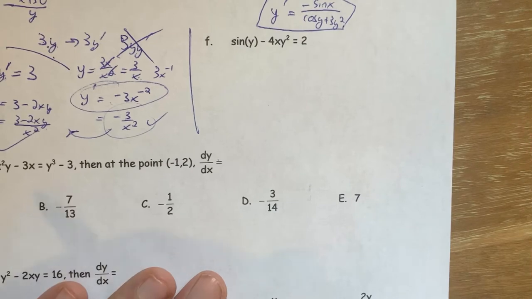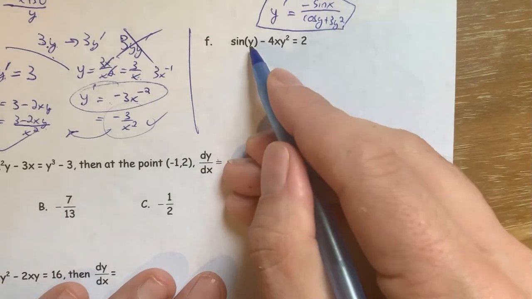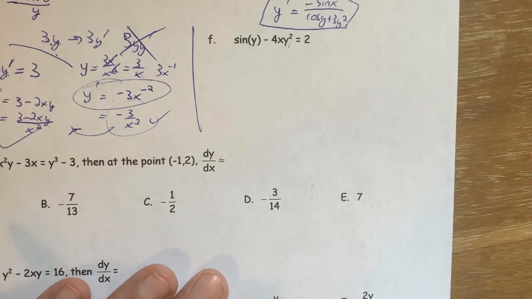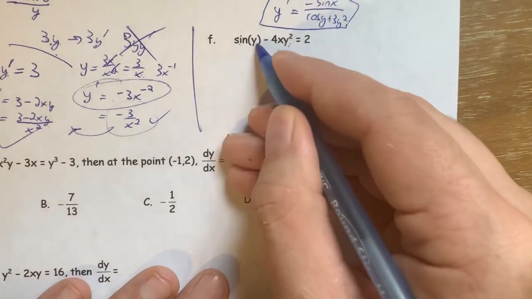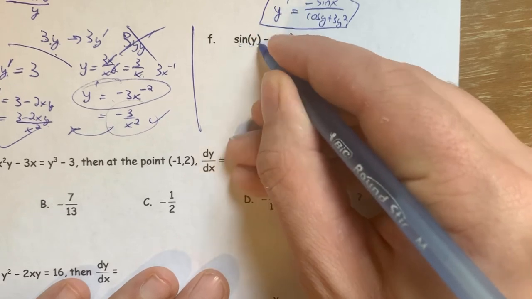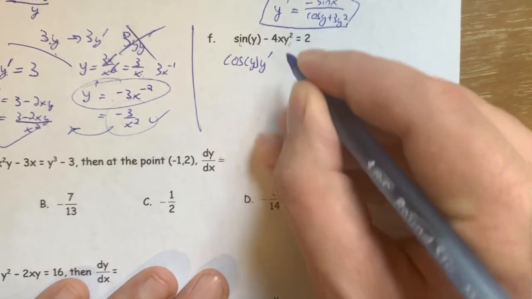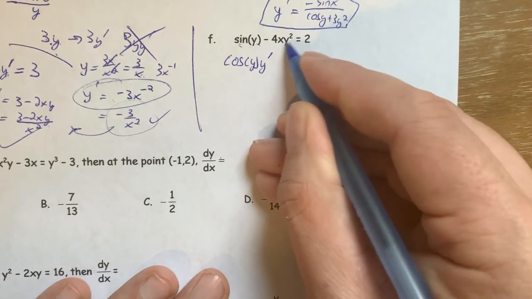Try this one on your own. Notice that there are 2 y's, so this is going to be one where you're going to end up with more than one y prime, and you're going to have to factor it out. So the derivative of sine of y, this is sine of something, so we need the chain rule, cosine of y times y prime. Here, this is a product rule.